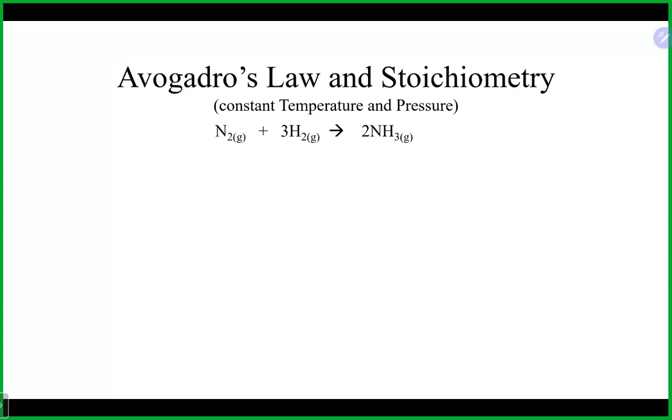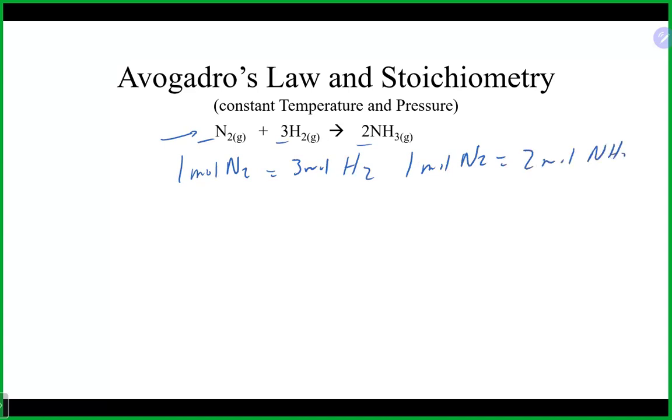And because Avogadro's relationship involves moles and volumes, if we were going to do a traditional stoichiometry relationship from this equation, we would come here and, from our coefficients, we would say there's 1 mole of nitrogen for 3 moles of hydrogen, 1 mole of nitrogen for 2 moles of NH3, and so forth. Obviously, we could do 3 moles of hydrogen gives us 2 moles of NH3. So we can have our mole-to-mole relationship like we would normally do in a stoichiometry problem.